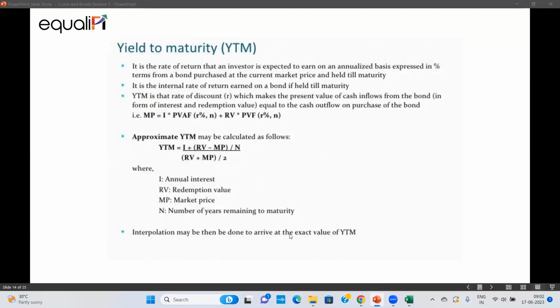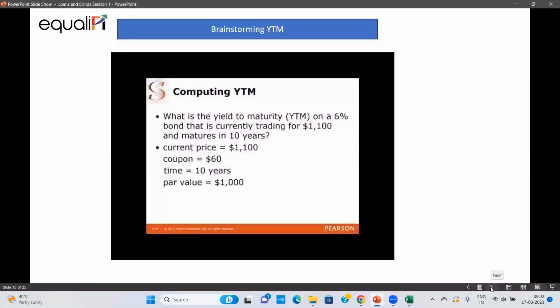No, it will not 60. I'll share the entire calculation. Don't worry.